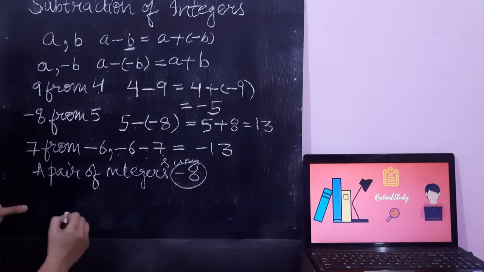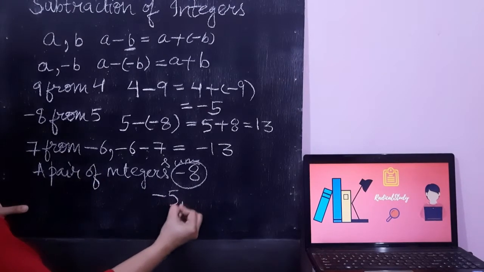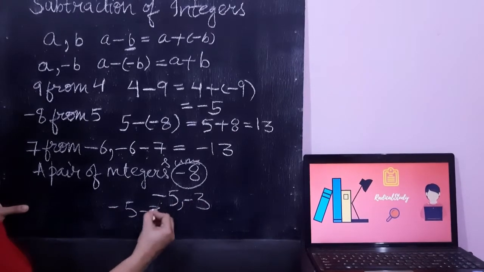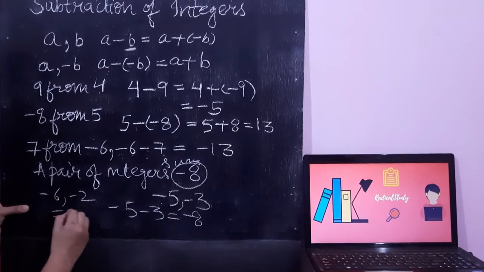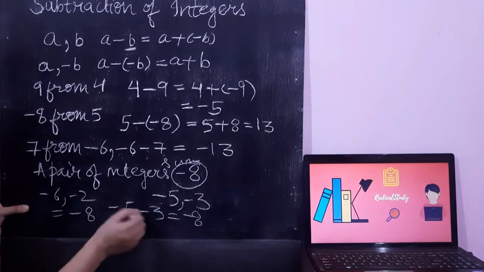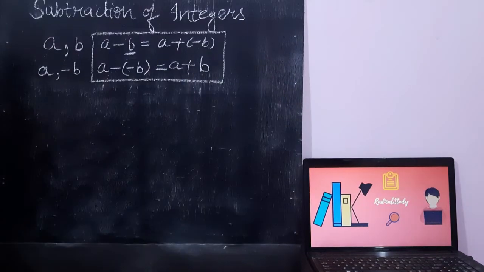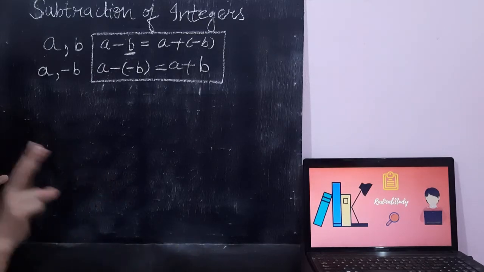So, yes students, your time is up now. It will be minus 5 and minus 3. When you add minus 5 and minus 3, it will become minus 8. Minus 6 and minus 2 will also become minus 8. So there are so many examples which we can relate to this. Now I will tell you some properties of subtraction of integers. But students, before telling you the properties, I want to take a few more examples so that you do not have any confusion.